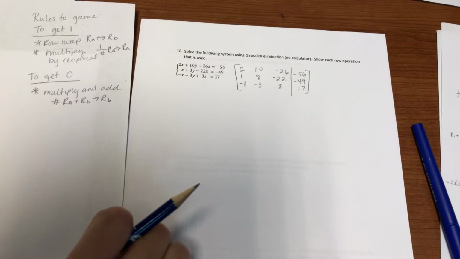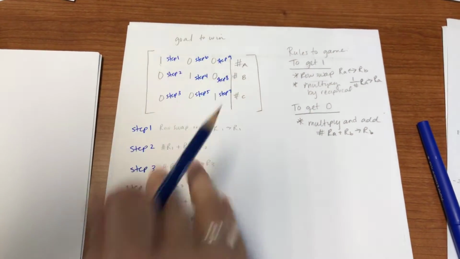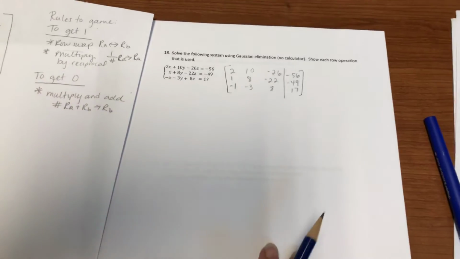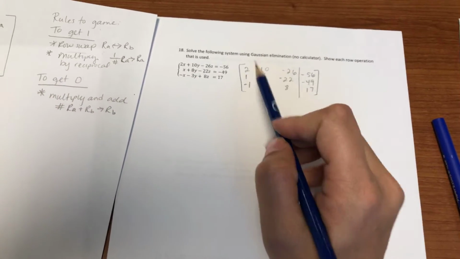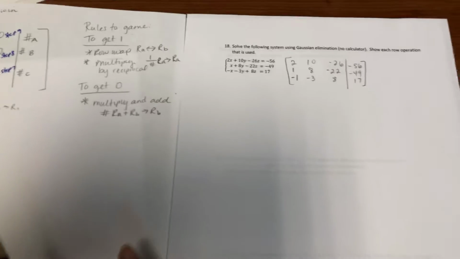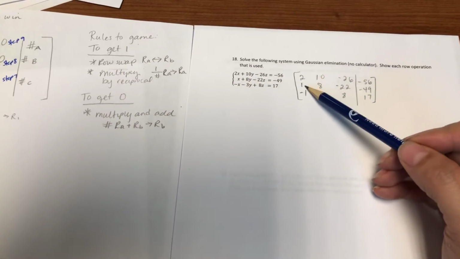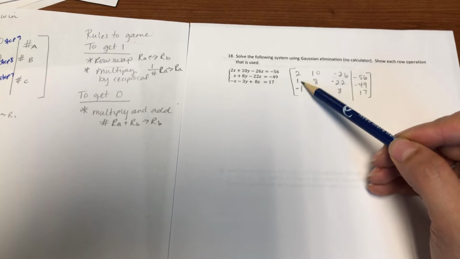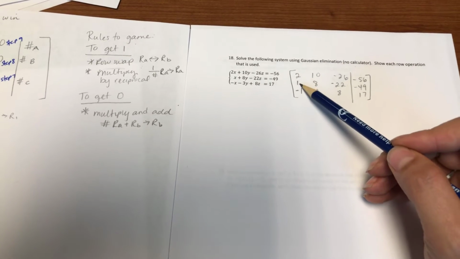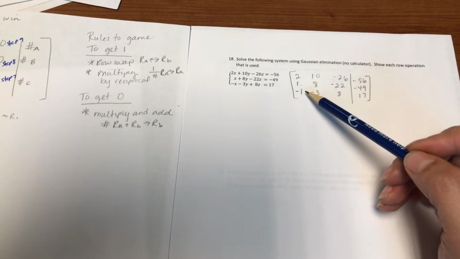And so this is where I think holding onto the steps is really helpful. Step 1 says you want a 1 right here. Notice we don't have a 1 there, we have a 2. So I did say to get ones, we have some options here. We could do a row swap, and that would happen as the first step. That totally makes sense. See how this one is a 1? So we could do a row swap with row 2 becoming row 1 and row 1 becoming row 2.